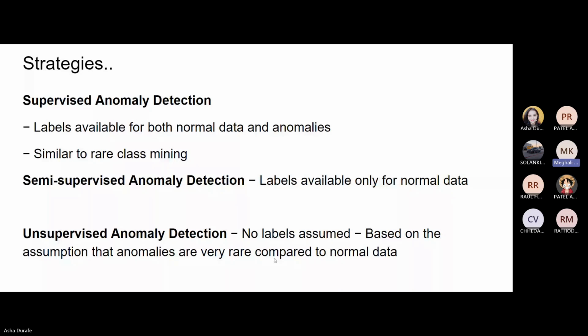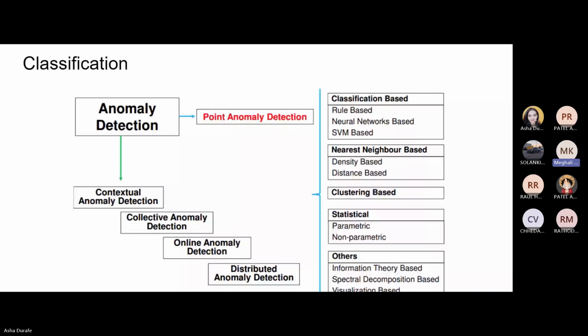So here you can see the classification based on all the techniques which we have seen. So it can be contextual anomaly detection or collective based online anomaly detection or distributed anomaly detection. If you go point anomaly detection, then we have all these algorithms which we have seen. In classification based, we have rule based algorithms, then neural network based, your ANN and RNN, then SVM based, support vector machine. We have nearest neighborhood.